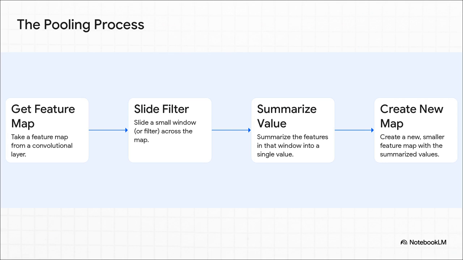And the way it works is actually pretty simple. You start with something called a feature map. That's what comes out of a convolutional layer. Think of it as a map that highlights interesting things like edges or textures. The pooling layer then takes a little window, a filter, and slides it across that map. For each little patch it looks at, it summarizes all the information down into just one single number. And boom, you get a brand new feature map that's much, much smaller.